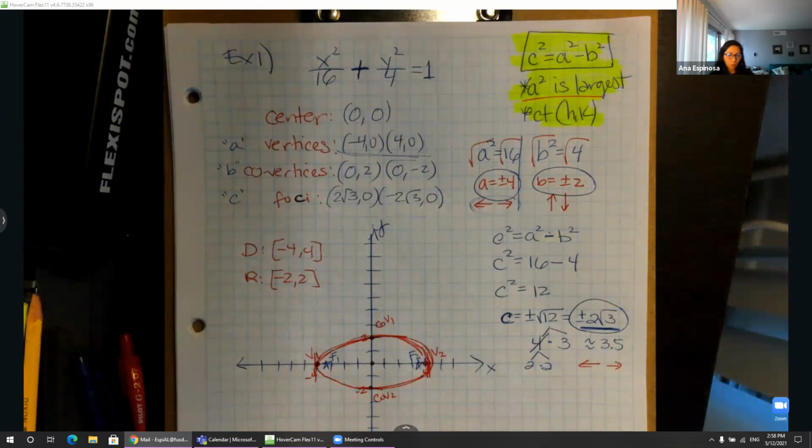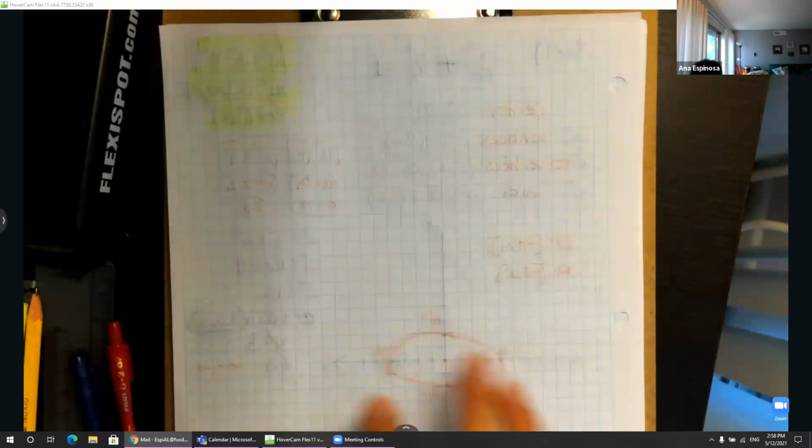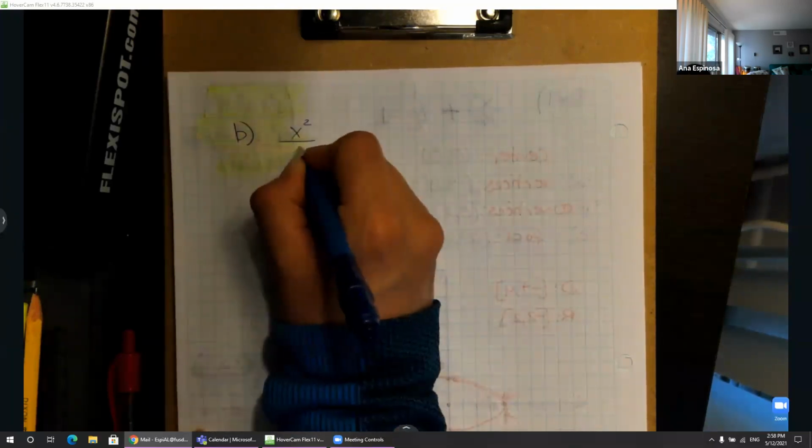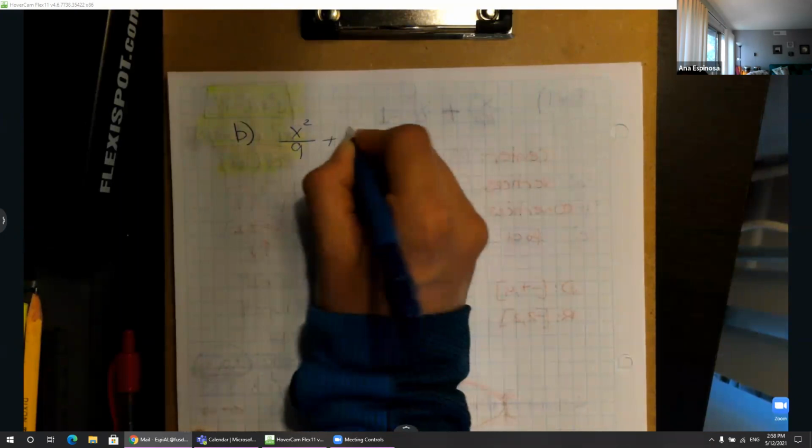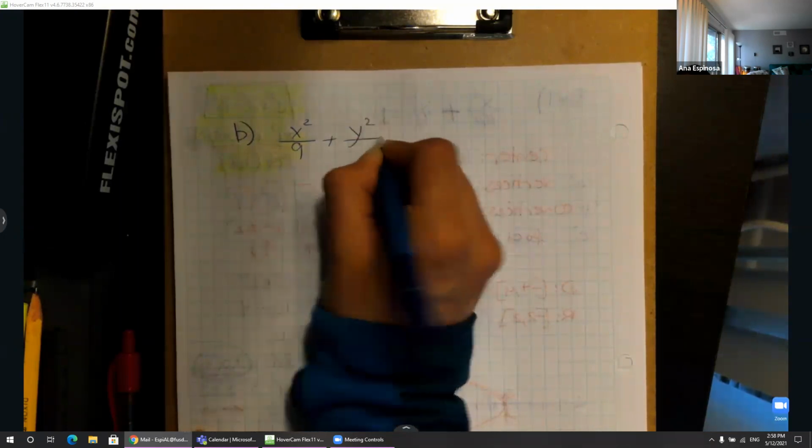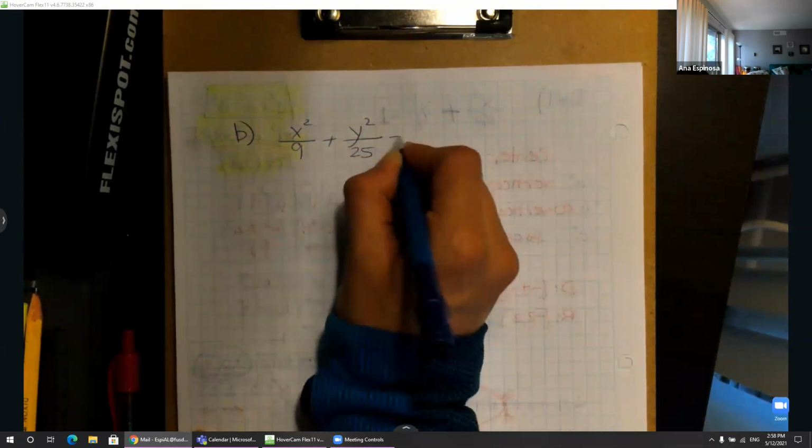Okay, let's do one more, just to practice this once more. All right, let's do another one. B: x squared over 9 plus y squared over 25 equals 1.